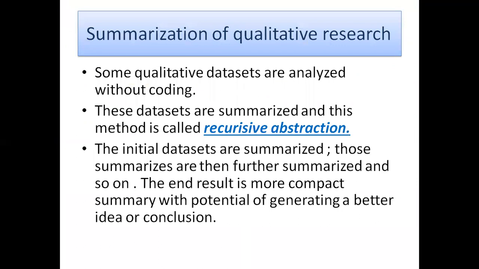Now the summarization of the qualitative research. Some qualitative datasets are analyzed without coding. These datasets are summarized and this method is called recursive abstraction. The initial datasets are summarized, those summaries are then further summarized and so on. The end result is a more compact summary with the potential of generating a better idea or conclusion.